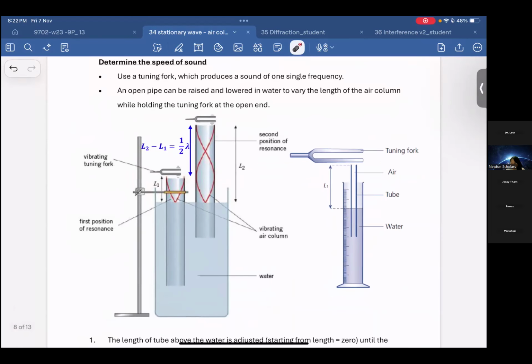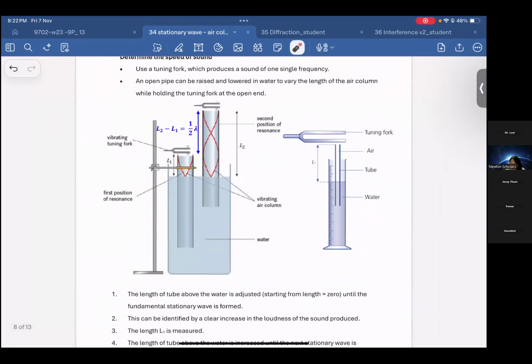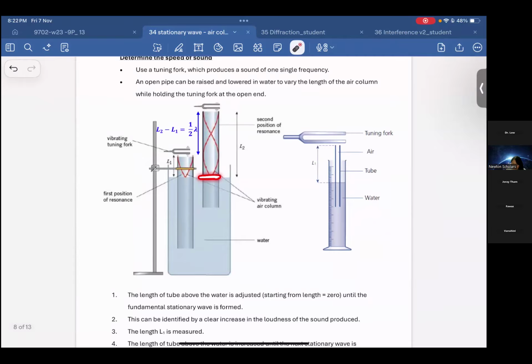Okay, this is a very common question asked in your exam. They adjust the tube. So remember, water acts like a closed end. Then the open end at the top is an antinode, must be an antinode. The surface of the water is a node.